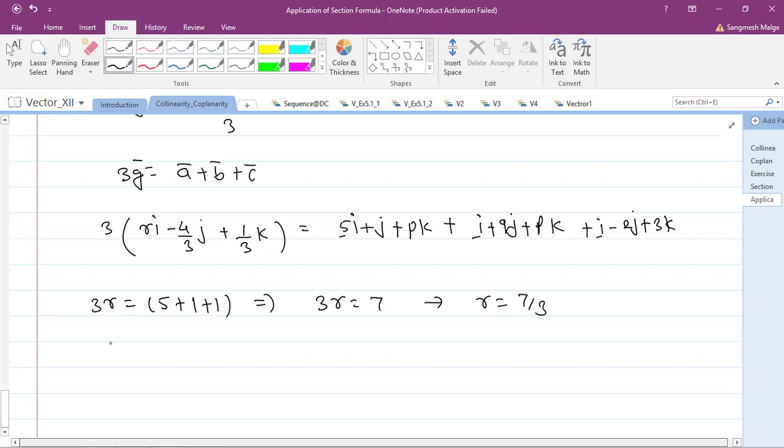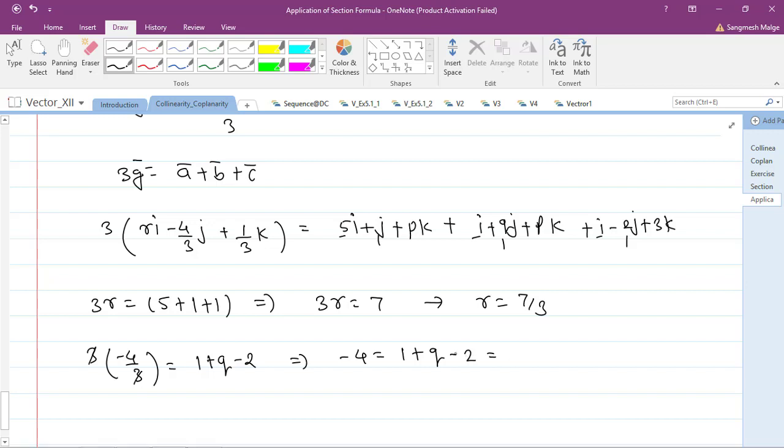So let's get the j coefficient. 3 into minus 4/3 is equal to, for j, here 1, here q and here minus 2. So we will have 1 plus q minus 2. This 3 gets cancelled. This implies minus 4 is equal to 1 plus q minus 2, which is equal to q minus 1, and moving it across gives plus 1. So we will have minus 3 equal to q. This implies q is equal to minus 3. And r is equal to 7/3.